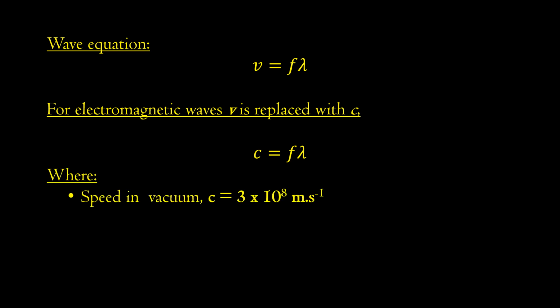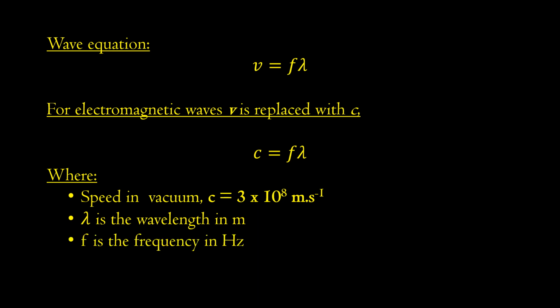whereby c is the speed in vacuum, where c equals 3 multiplied by 10 raised to the power of 8 meters per second. Lambda is the wavelength in meters. F is the frequency in hertz.